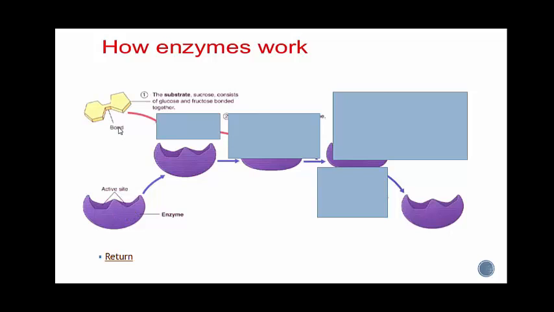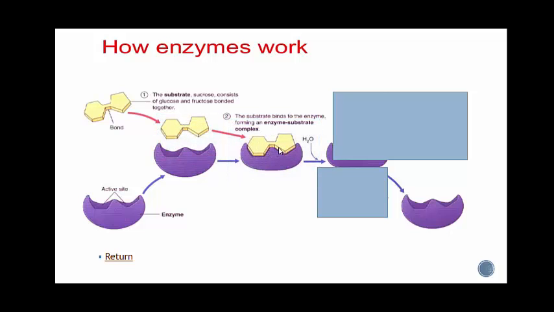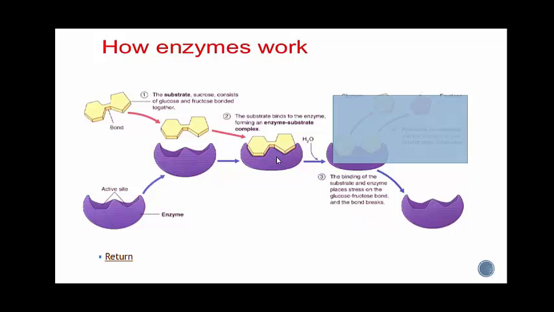So here's our enzyme. Here's our substrate. All right, it's going to bind together like a lock and a key. Once it binds together, we have what's called an enzyme-substrate complex. So here we have the substrate. Here's our enzyme. They come together. They fit together like a lock and a key. And once they fit together like a lock and a key, you're going to get the enzyme-substrate complex.